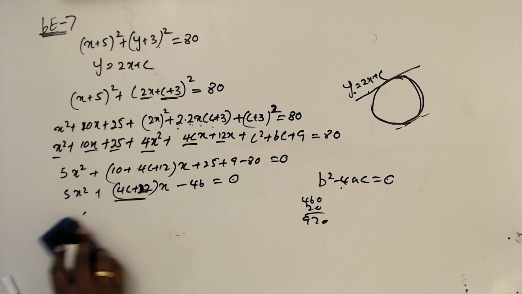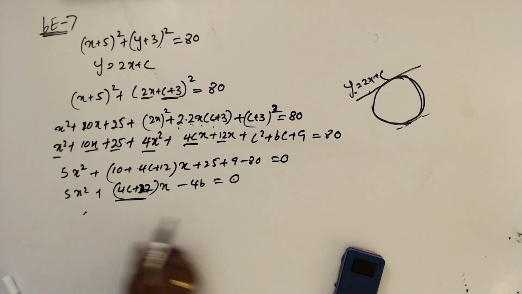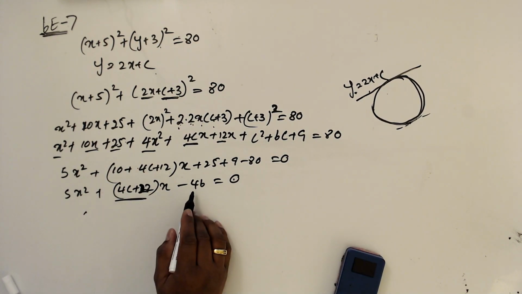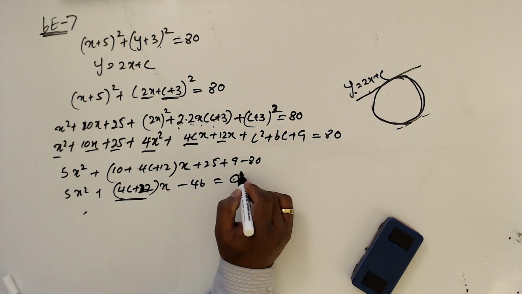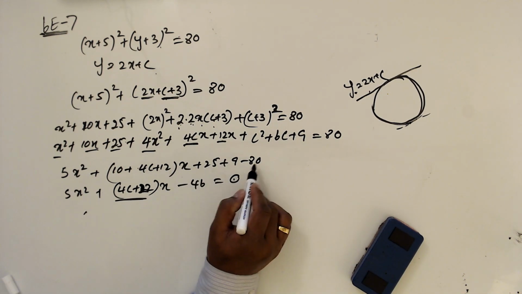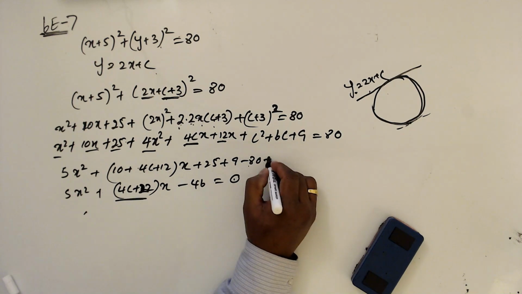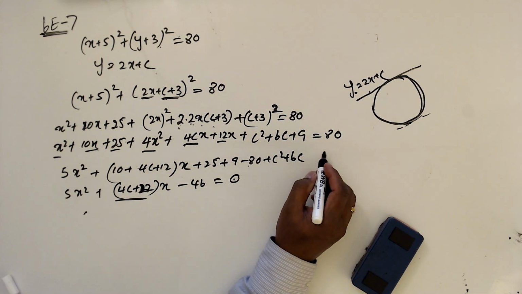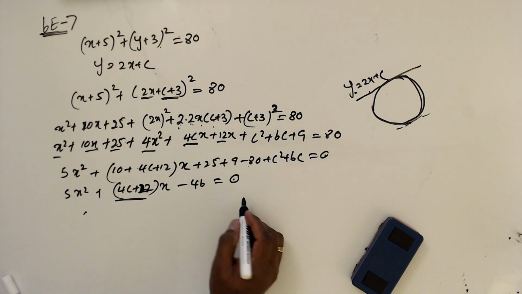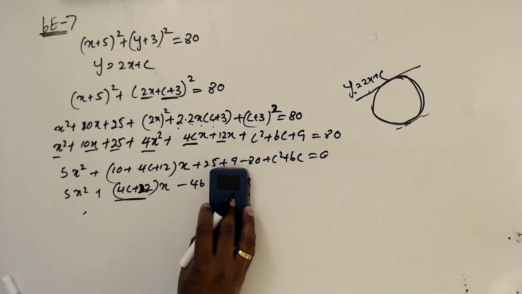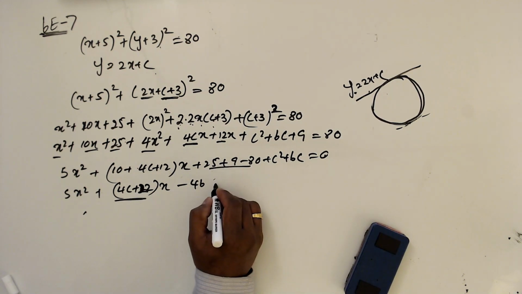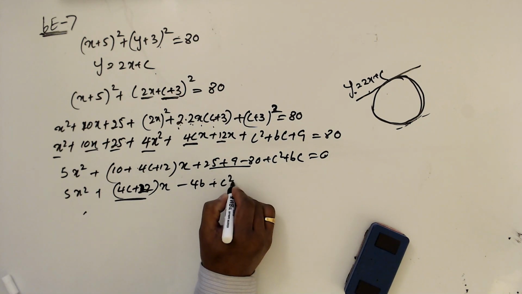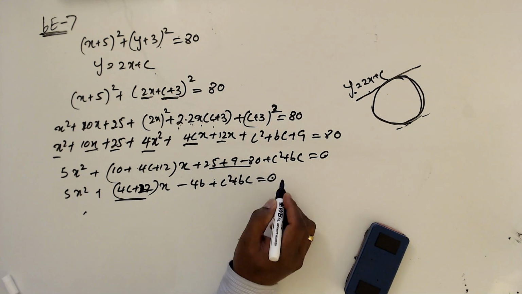I missed some parts here. This is not 46. There are more parts, I lost that. 25 plus 9 minus 80 is minus 46, and I also have c square plus 6c. So the constant is minus 46 and the c terms give c square plus 6c equals 0.